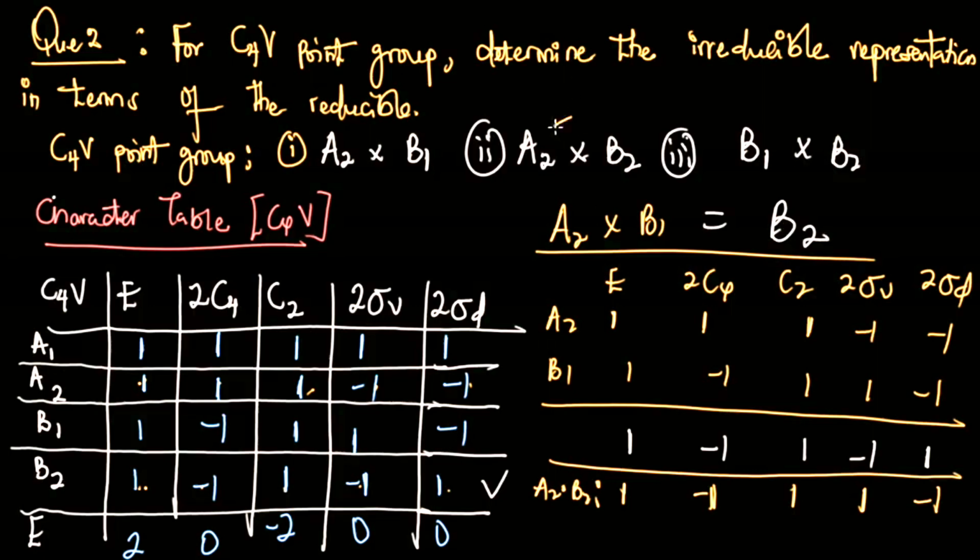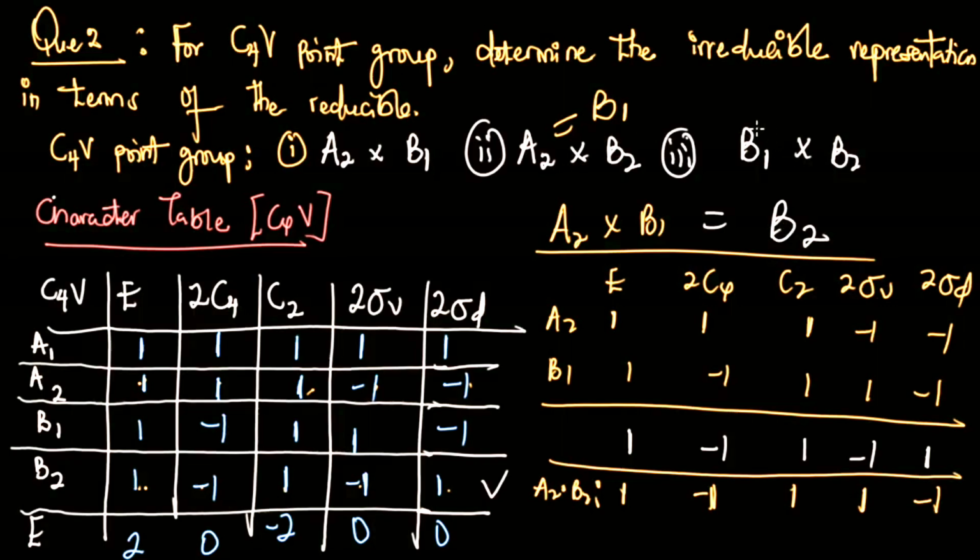So that will be 1 minus 1 1 1 minus 1. Oh, sorry, that's 1 minus 1 1 1 minus 1. So it gave B1. So A2 times B2 will give you B1.